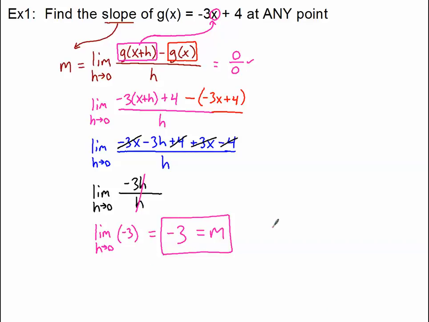So again, I wanted to go through one problem first where you already knew the answer. So here is the formal definition of proving that the slope of this tangent line will always be equal to -3. Of course, we already knew that because we know Algebra 1.